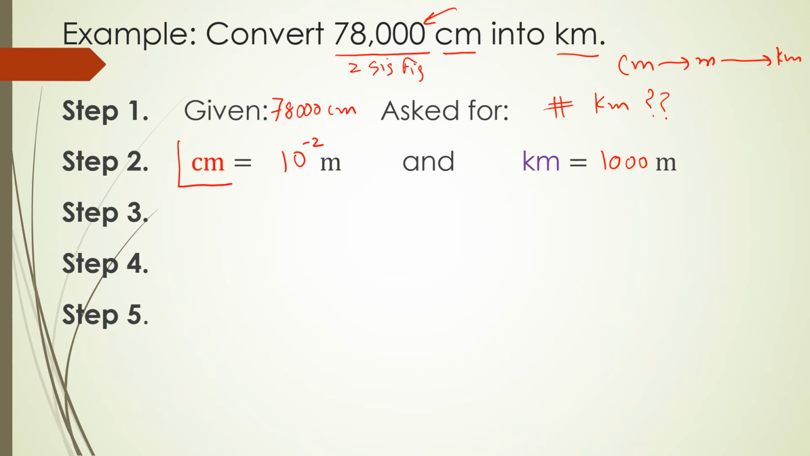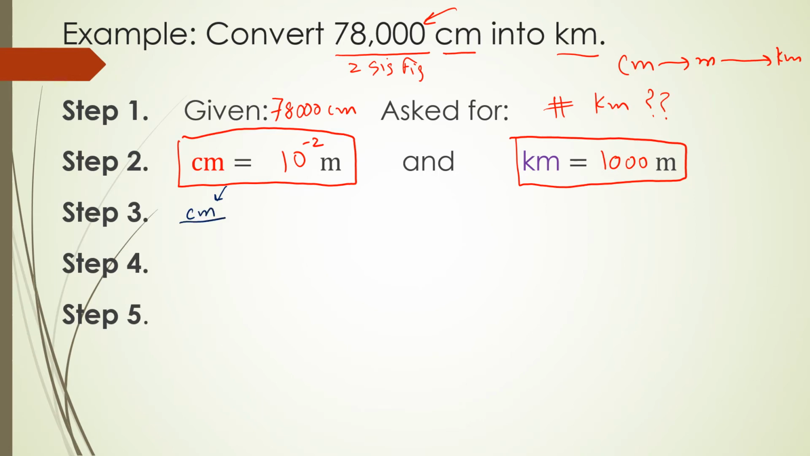Now we have two equality statements, and each equality statement leads to two conversion factors, and now we're going to write these two conversion factors. So conversion factors are essentially left hand side divided by right hand side and vice versa. So from here, we can write centimeter divided by 10 to the negative 2 meters, or 10 to the negative 2 meters divided by centimeter. So there are two possibilities, either left side divided by right or right divided by left.